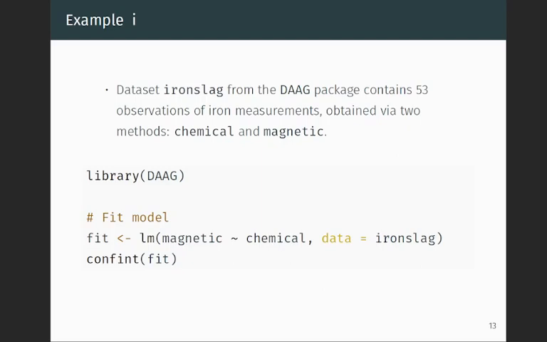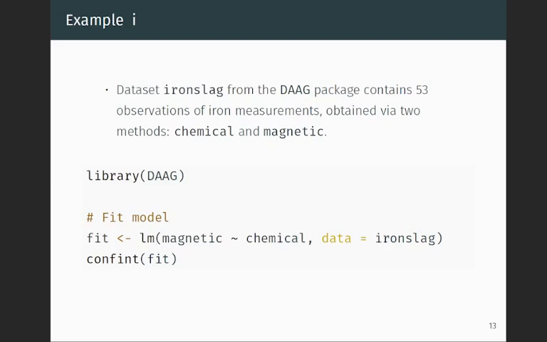Okay, so let's look at a couple examples. First, we'll start with the iron slag data set from the DAAG package. That data set contains 53 observations of iron measurements, obtained using two different methods. One method is chemical, and the other one is magnetic. The idea is to measure how much agreement there is between those two methods. So first, we'll fit a linear model with magnetic as the outcome and chemical as the covariate. So we get lm(magnetic ~ chemical, data = ironslag).